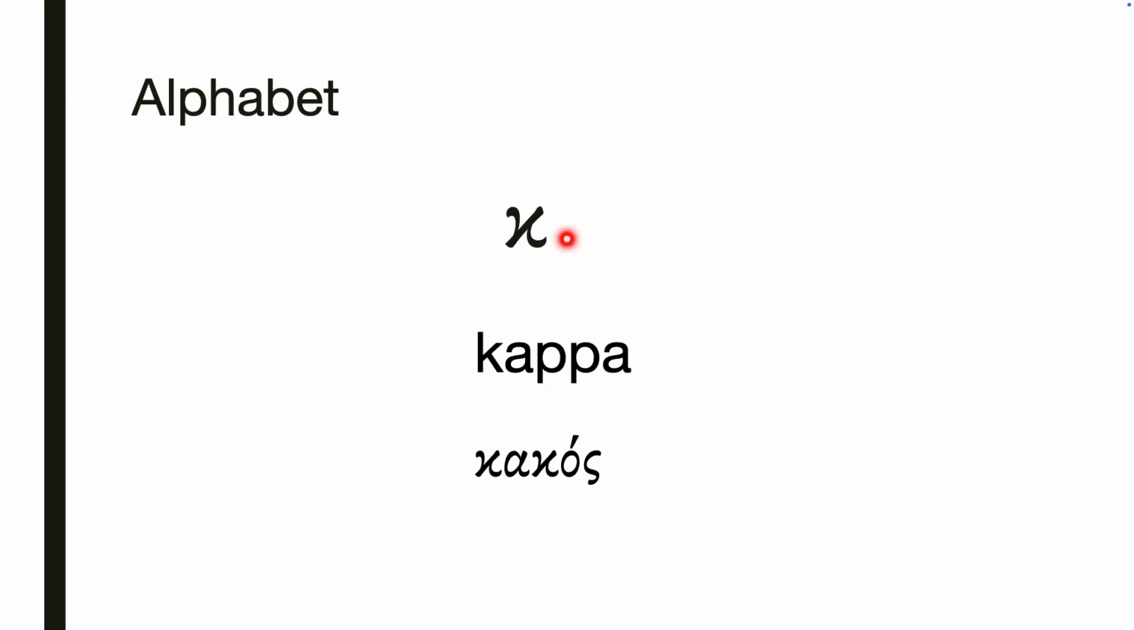Kappa makes a k sound, as in kakos. Lambda makes an l sound, as in leo. Mu makes an m sound, as in meno.